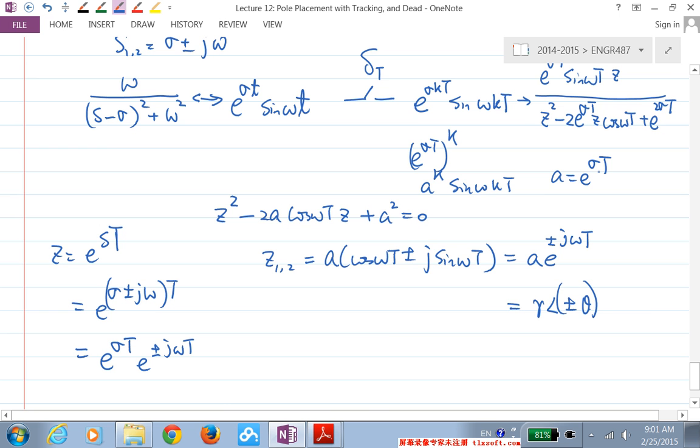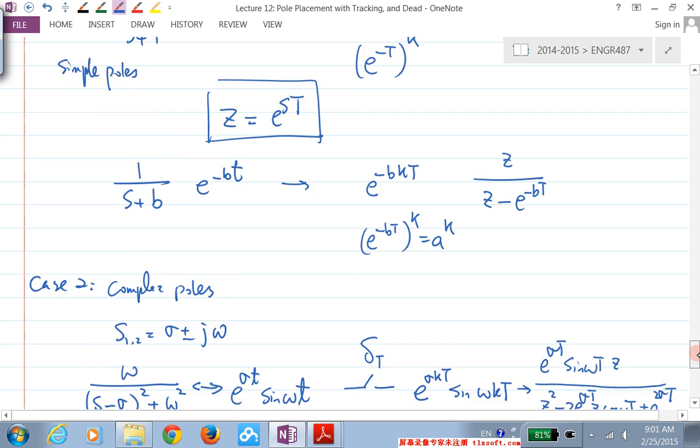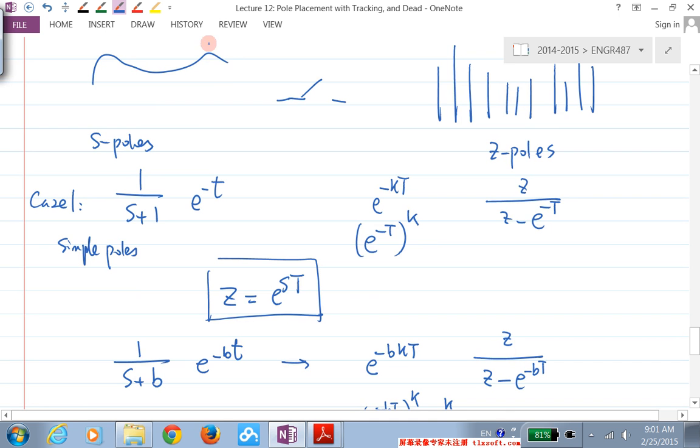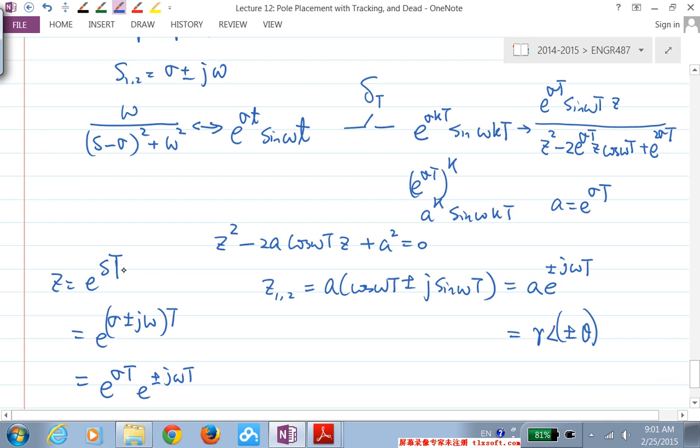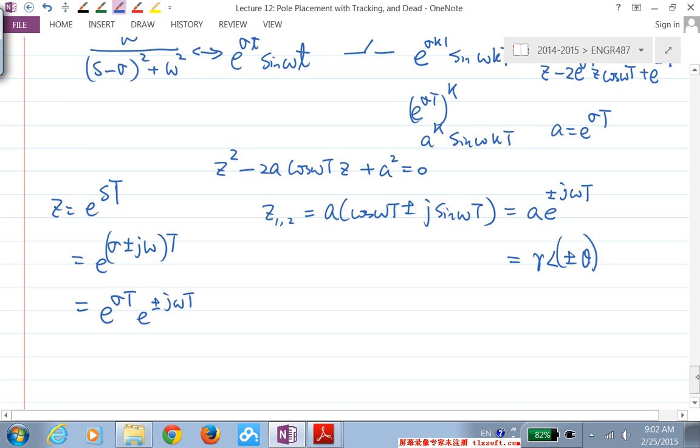Basically, when you have a continuous pole, and the continuous pole causes a certain kind of response, with impulse sampling at a certain sampling time you end up with another response. That response is determined by this Z pole, and that Z pole can be obtained through this formula. Is that good? Okay, good. That's the fundamental idea of the mapping. We'll look into more details of the mapping, probably in the next lecture.